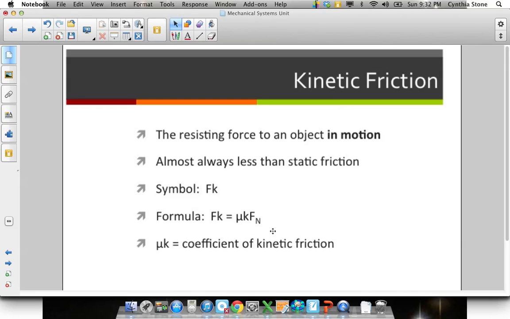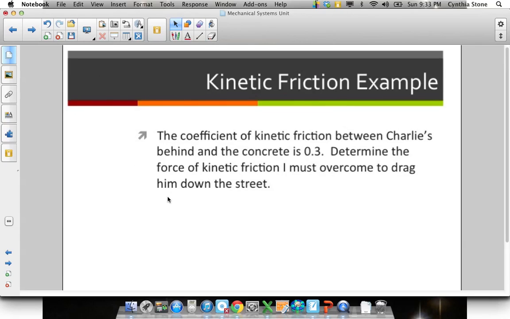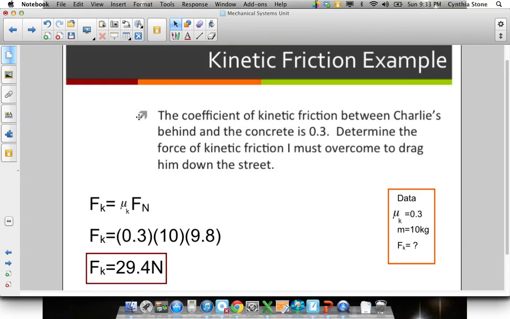the formula then is just the coefficient times normal force. It's always the same. And so if I did a little example, we've got Charlie, say I've got him going, he's still resisting me, so he's dragging his rear, so to speak. Determine the force of friction I must overcome to drag him down the street then. So this is just Fk. So I know his mu k, in this case, is 0.3. It's less than his static friction coefficient.